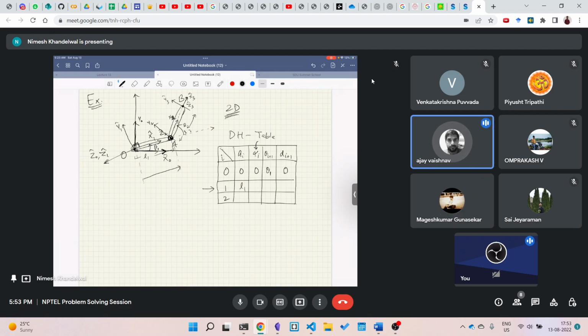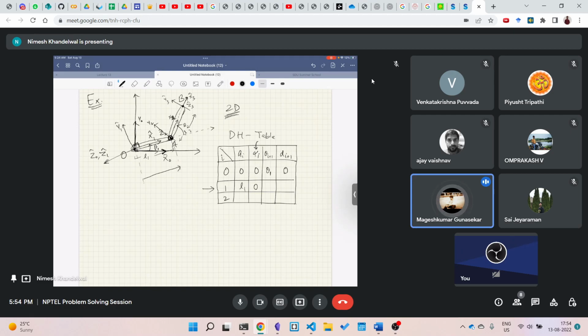And what will be alpha_i? Is there any angle between z2 and z1 as measured along x1? Theta 2? No, no, no. Theta 2 is the angle between x2 and x1. For alpha_i, we need to write the angle between z2 and z1 as measured along x1. No, there is no angle, there is no twist.